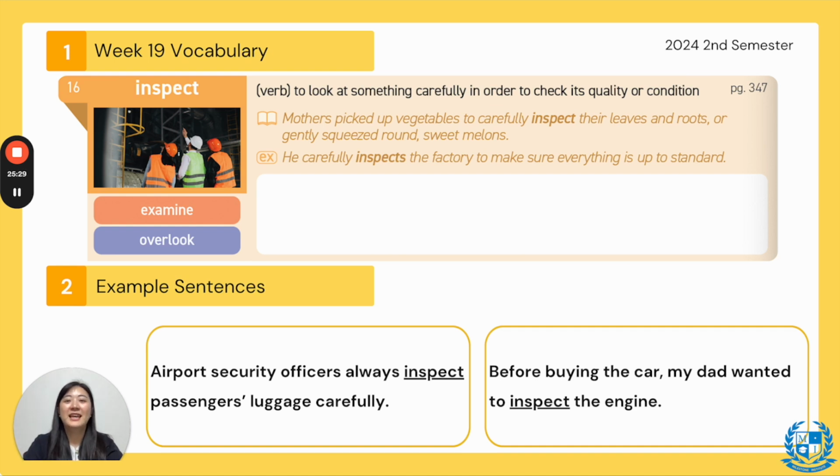Next one, let's read together. Example 1, 2, 3. He carefully inspects the factory to make sure everything is up to standard. So maybe he'll go around and see that the machines are working well, it's clean, and everyone is wearing their safety goggles. Here, it says, airport security officers always inspect passengers' luggage carefully. Yes, when you go to the airport, they don't just say, oh, 10 bags? Okay, go ahead. They have to inspect it through security. Next one, it says, before buying the car, my dad wanted to inspect the engine. So instead of just buying it, he wanted to pop it open and look at the engine and inspect it.